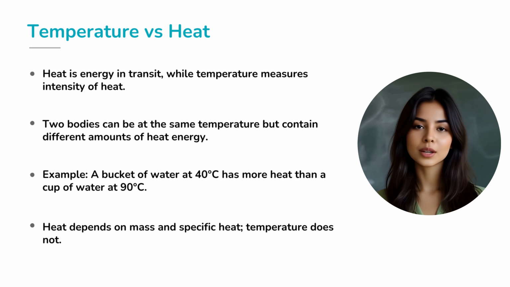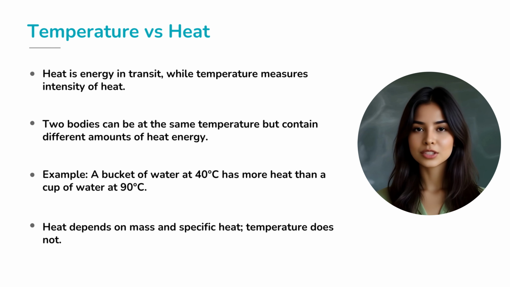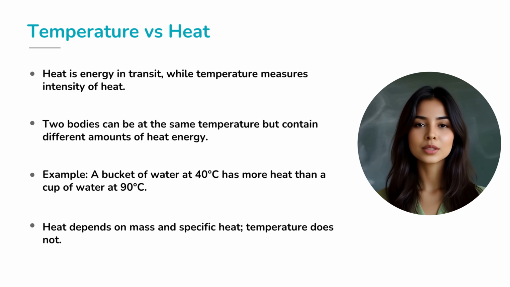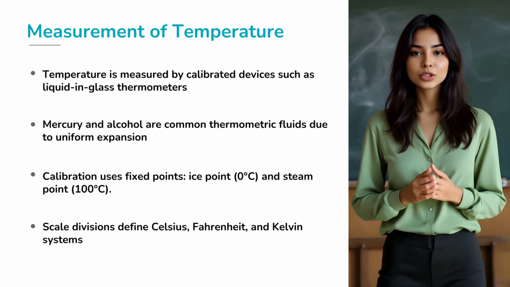So the lesson is clear. Temperature tells us how intense the heat is, but heat itself depends on both temperature and the quantity of matter. That's why scientists always keep the two terms separate. Let's now look at how temperature is measured.